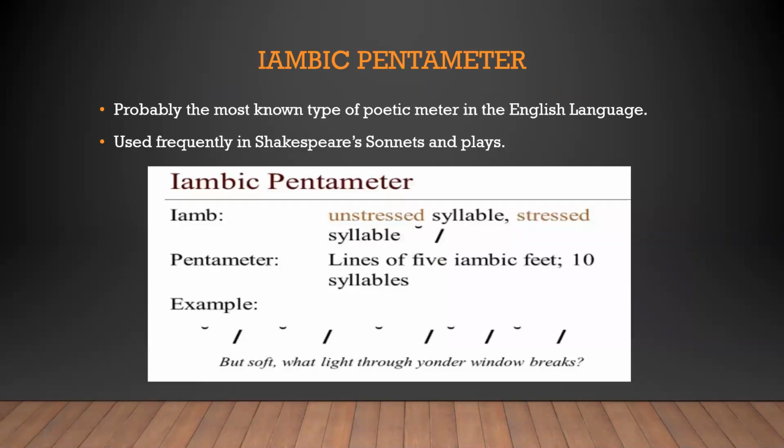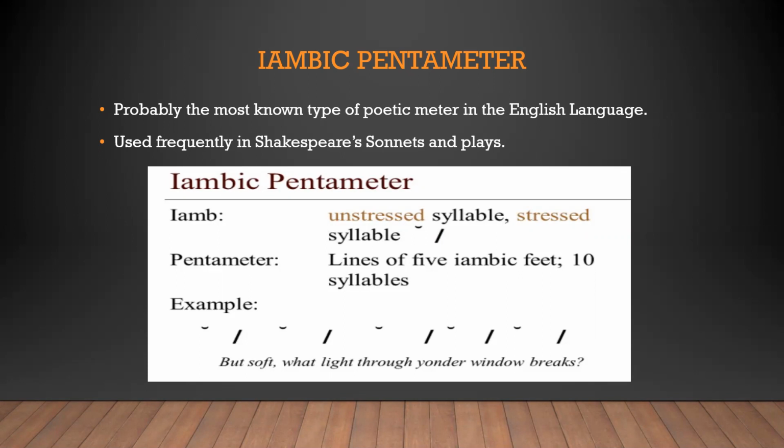If you've ever attended any kind of literature class or heard of Shakespeare, you probably know what iambic pentameter is. It's the most well-known type of poetic meter in the English language, used frequently in Shakespeare's sonnets and in his plays. An iamb is an unstressed syllable and a stressed syllable, two syllables following each other, and it's consisting of 5 lines. We'll get into that a little bit, but one example here you probably recognize.